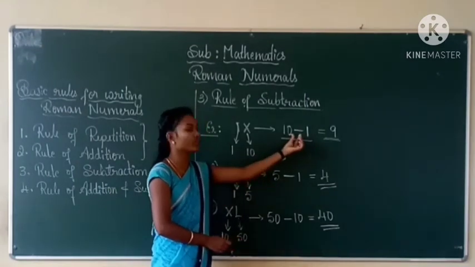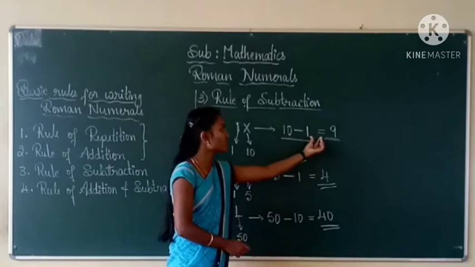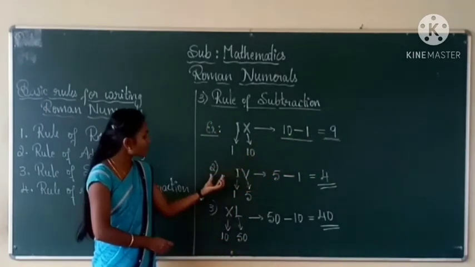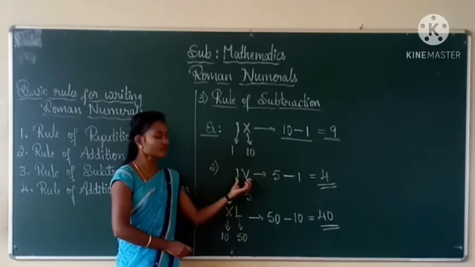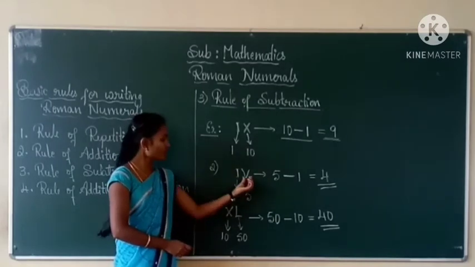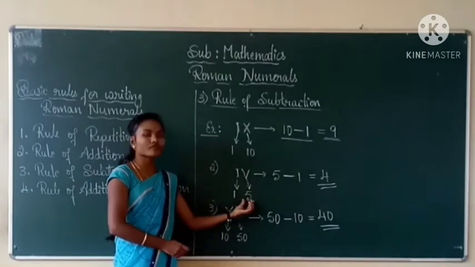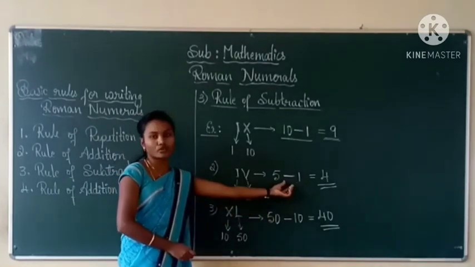So from 10 we can minus 1. Therefore, it is 9. 10 minus 1 is equal to 9. The second example, IV. I stands for 1, V stands for 5. So if we minus 1 from 5, we will get 4.